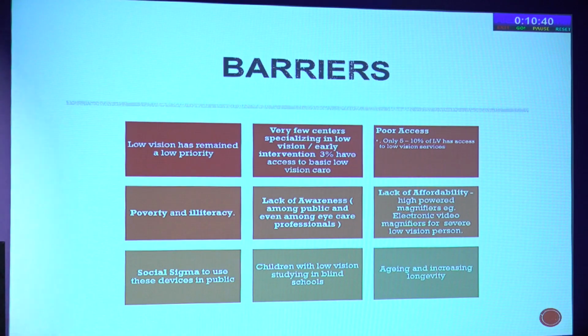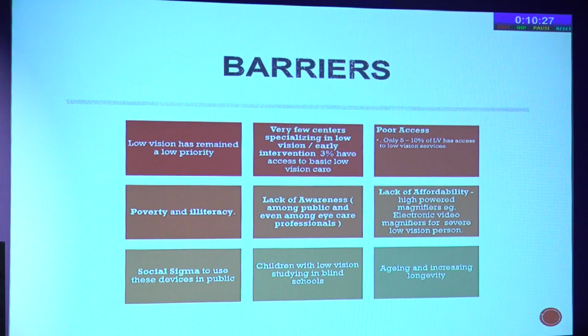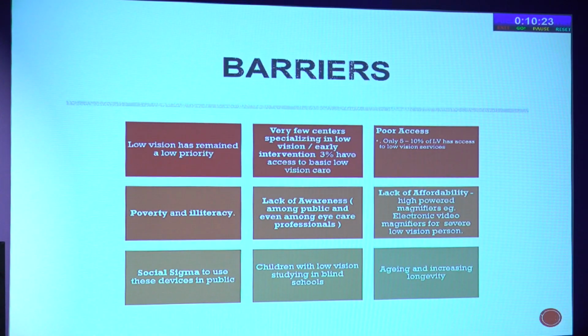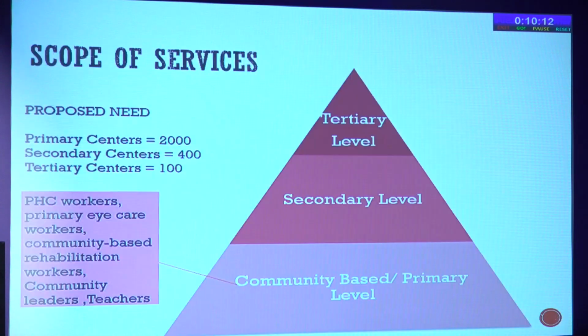So the barriers to low vision care in India: it has always remained a low priority. There are very few centers specializing in low vision care, with poor access to services, poverty, illiteracy, and social stigma. Many people do not like to use these devices in public. There is lack of awareness and lack of affordability, and children with low vision are studying in blind schools. Aging and increased longevity will also increase the population of people with low vision.